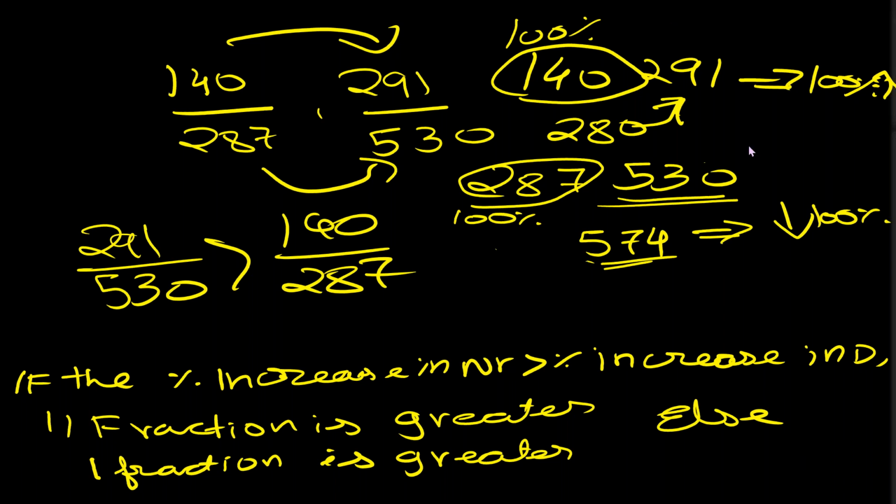Now, by seeing this, see the first thing. The first numerator percentage is increasing more than 100 percentage, and in the second thing, it is increasing less than 100 percentage. So see the condition: if the percentage increase in numerator is greater than the increase in denominator, the second fraction is greater. So here it is more than 100, here it is less than 100. That means automatically the numerator is increasing more than the denominator. As per my condition, the second fraction will be the greatest one, which is 291 divided by 530.